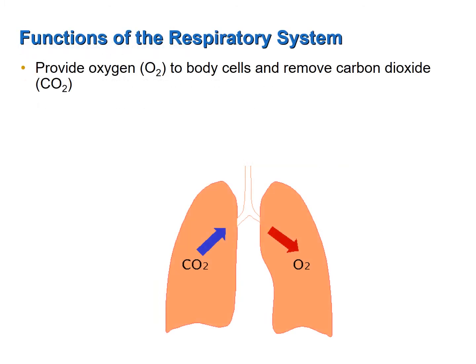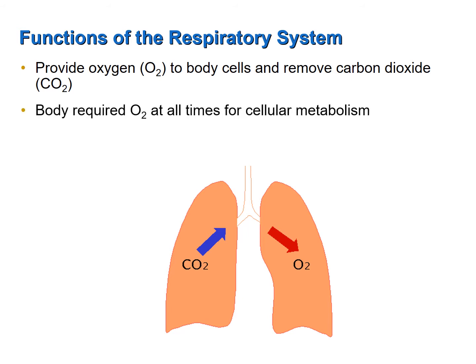I would like to start our discussion on the respiratory system by first focusing on the functions of the respiratory system, because all the other details that we're going to learn all relate to its function. One of the functions, of course, is to provide body cells with oxygen and to remove carbon dioxide. Oxygen, as you know, is required at all times by the cells of your body, and this is to support cellular metabolism. Oxygen is required in order to oxidize glucose to make ATP.